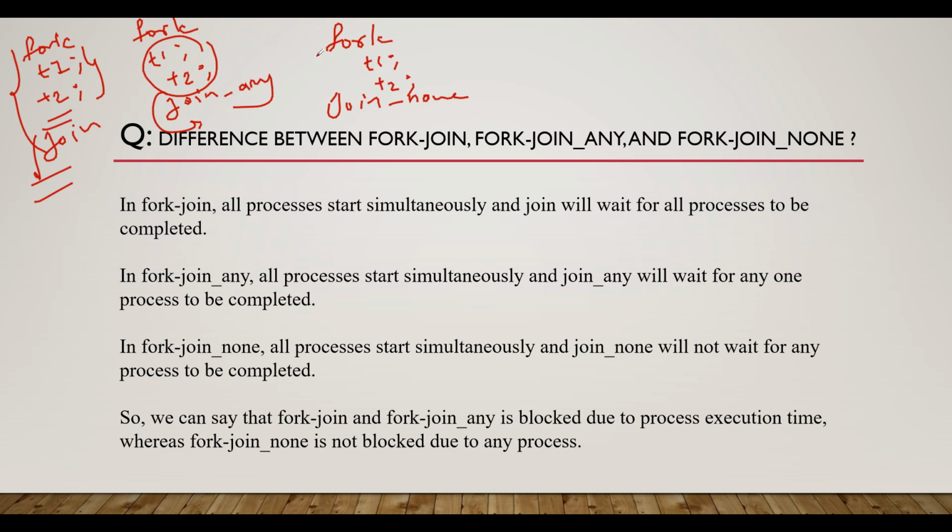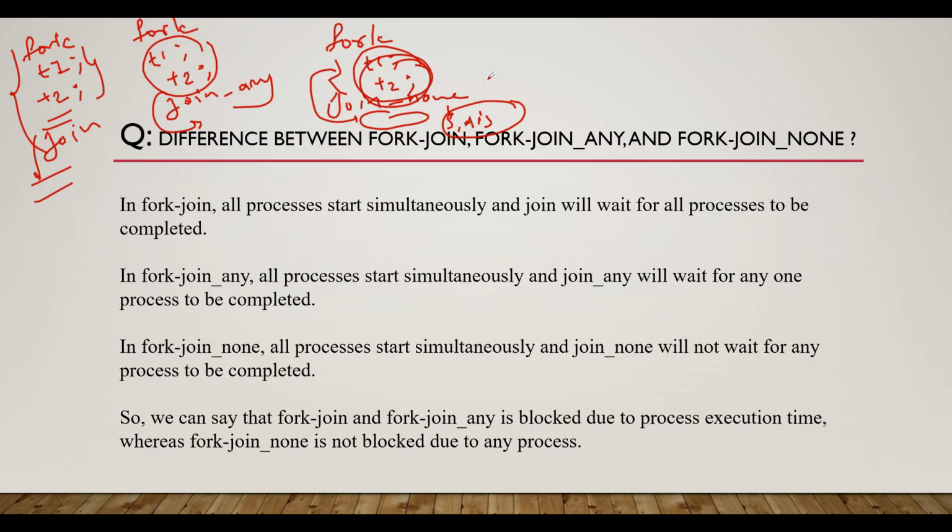And in fork join none, you will not wait for these two threads. You will just get out of the block and execute the statement which was outside there. It is just scheduled for later. What I mean to say is, suppose here you have written some dollar display. It will execute first, and then after that these two threads will execute. So this is the basic difference between fork join any and fork join none.